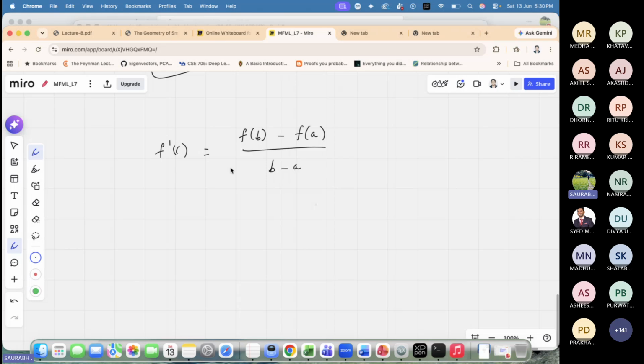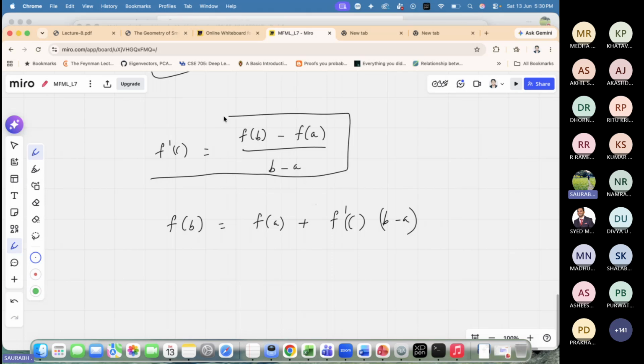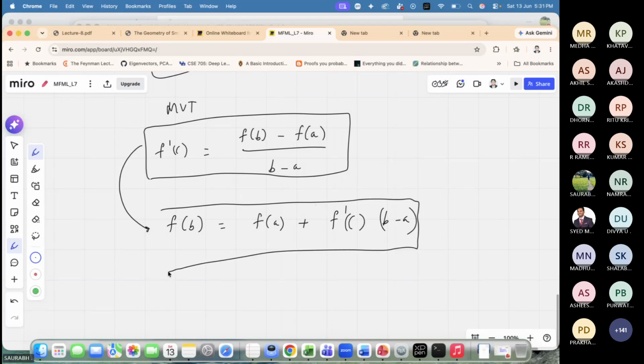If you rearrange it, you would be able to see f(b) is equal to f of a plus f dash c into b minus a. This is what it would eventually come to. Both the things are the same. Whatever you saw, basically this is your mean value theorem. But if we rearrange and write it in terms of f(b) is equal to, you will eventually get to this form, right? Now, what does this tell you?